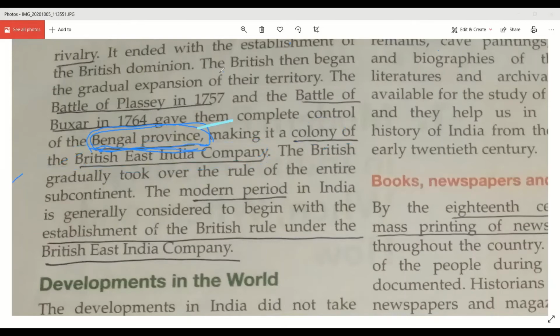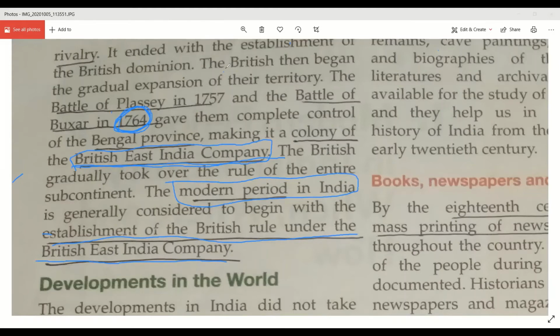And did they stop with that? No. The British gradually took over the rule of the entire subcontinent, entire India, right? And the modern period in India is generally considered to begin with the establishment of British rule under the British East India Company. So the modern Indian history that we are studying now started after the British established the British East India Company, approximately in the 1760s. After 1764, they established their East India Company, and that is when British rule started in India, and that is when the modern period of Indian history began.